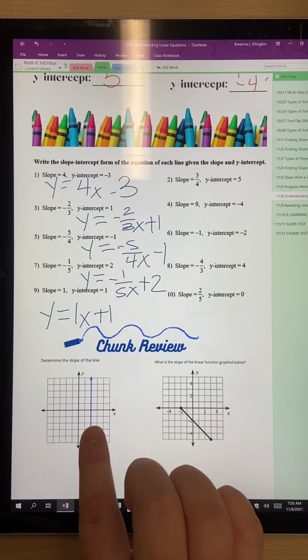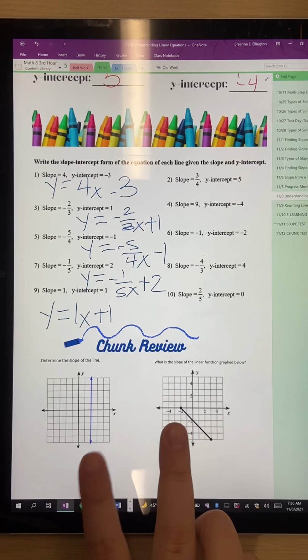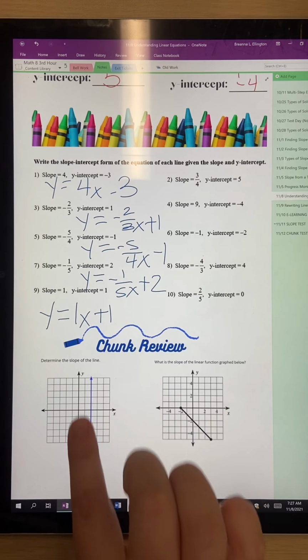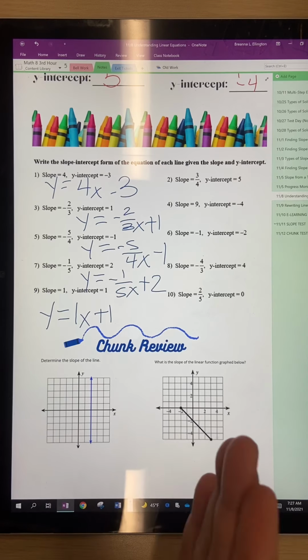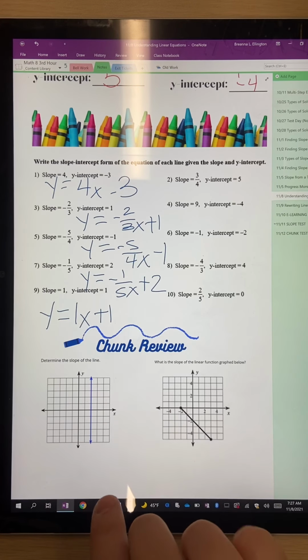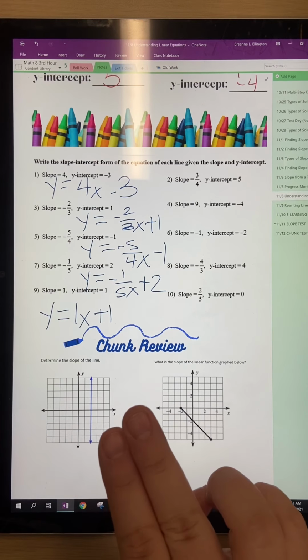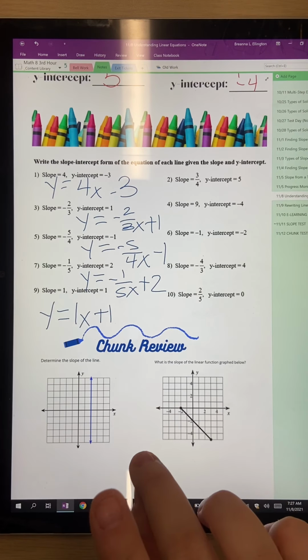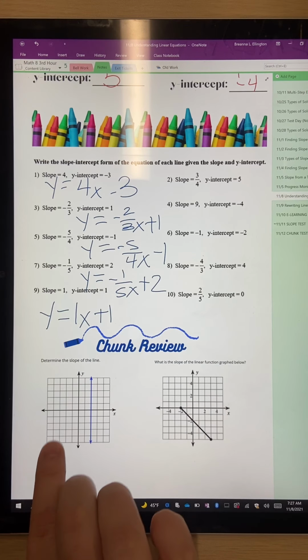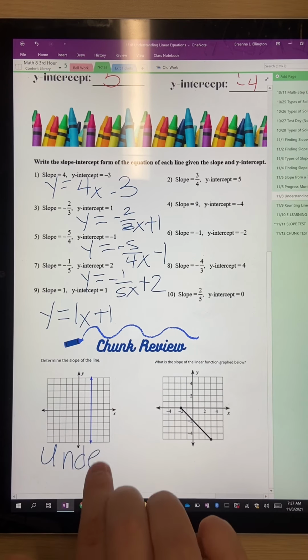So if you go down here, these are problems that are going to be on the chunk. It's really important that we know how to do them now because the chunk will be on Friday. So when you have a line up and down, there is no slope happening, right? There's two options here. Your options are 0 slope and undefined. So think about that. Which one do you think it should be? You should have said undefined.